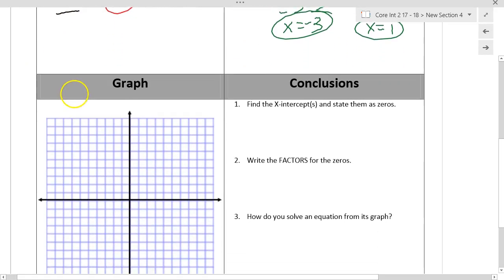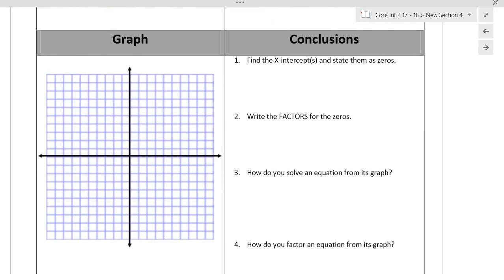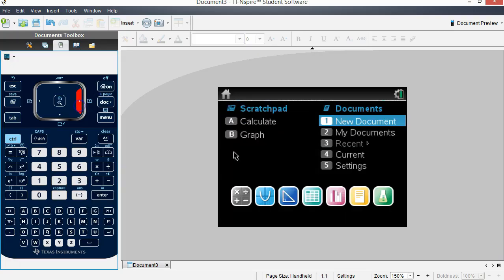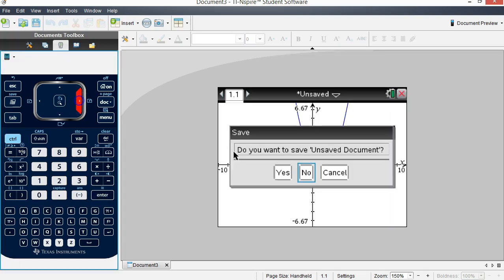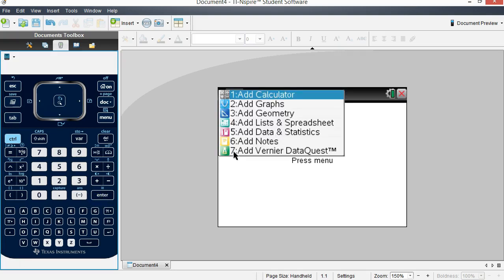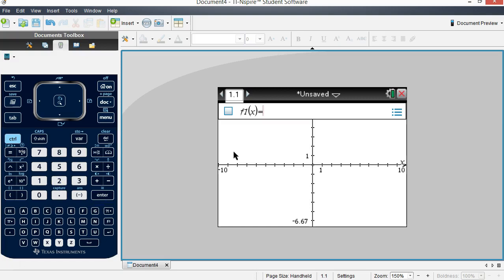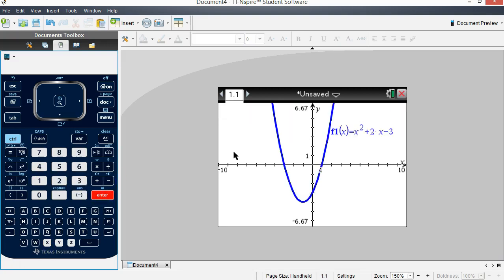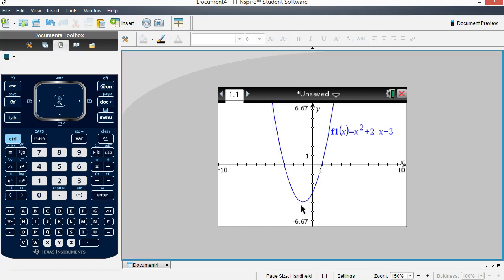Alright, looking at our graph. I'm going to graph this function in my calculator. So again, I'm going to go home, new document, and I want to add a graph, number 2. Okay. This was x squared plus 2x minus 3. So I'm going to look for my vertex. My vertex is here at negative 1, negative 1, 2, 3, 4 down. Alright, so there's my vertex.